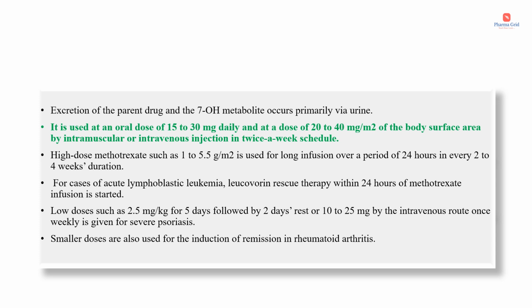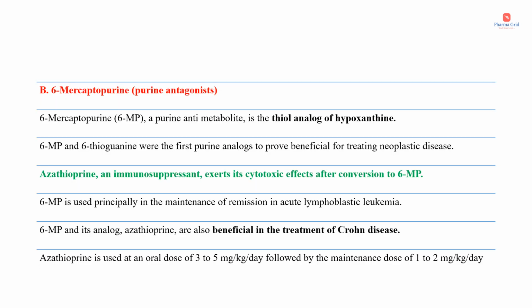For cases of acute lymphoblastic leukemia, leucovorin rescue therapy within 24 hours of methotrexate infusion is started. Low doses such as 2.5 mg per kilogram for 5 days followed by 2 days rest, or 10 to 25 mg by the intravenous route once weekly, are given for severe psoriasis. Smaller doses are also used for the induction of remission in rheumatoid arthritis. So we have completed the folate antagonists under antimetabolites.